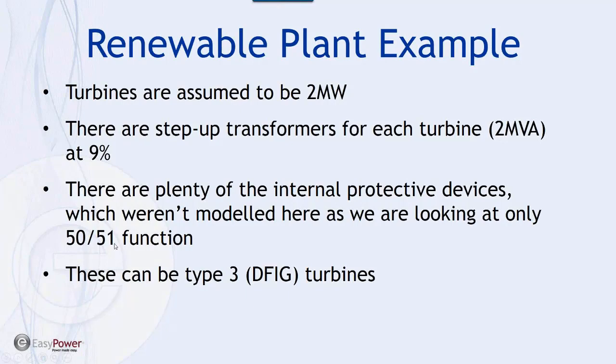As we are looking at only the 50-51 function, like any other arc flash study, this can be type 3. I have covered them in detail. They're really not the focus of this presentation, but they can potentially be type 3 or type 4 turbines for those who are more familiar with the types of wind turbines. But otherwise, I just use a synchronous machine, just a simple synchronous machine to model that in EasyPower.